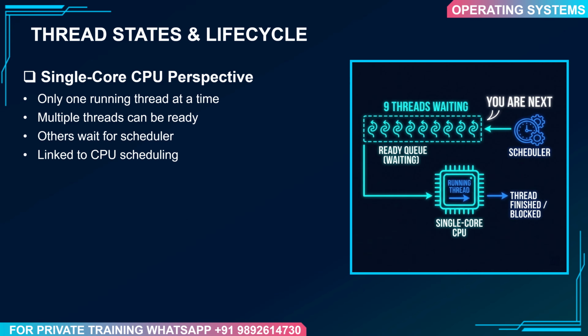To understand this better, imagine a single core CPU. Only one thread can actually run at any given instant. If 10 threads are ready, 9 of them must wait. They are not blocked or stopped. They are simply waiting for the scheduler to say, "You are next." This idea connects directly with concepts you will study later in thread scheduling and CPU scheduling.